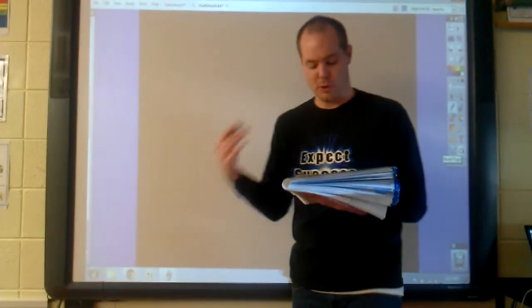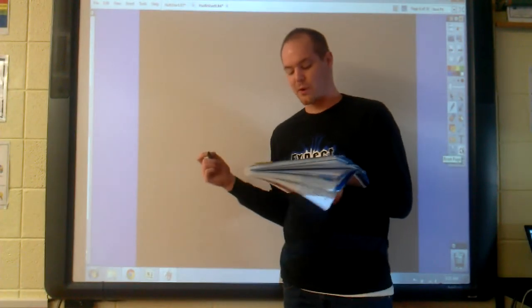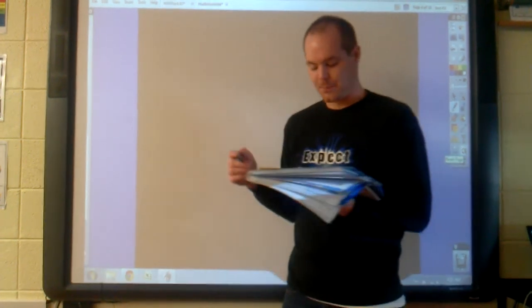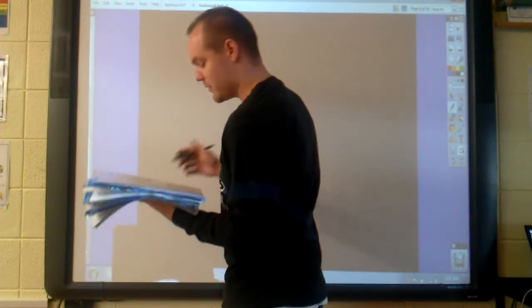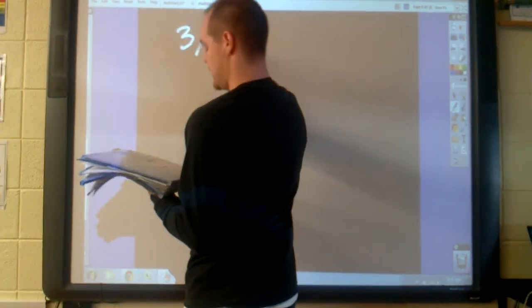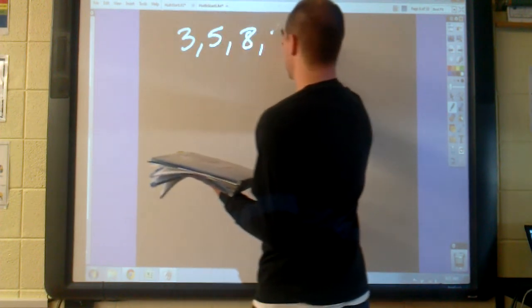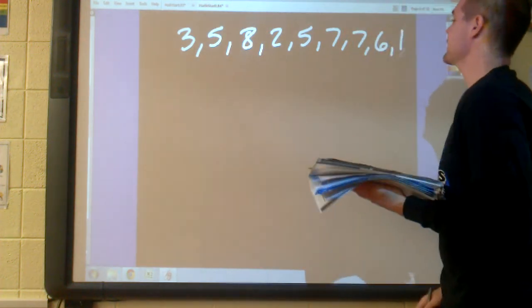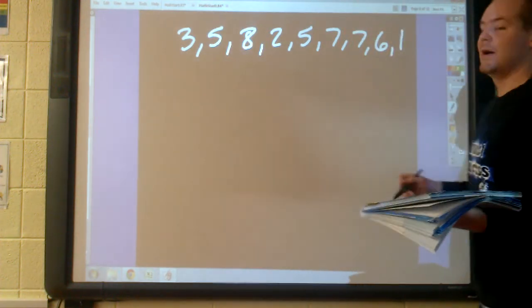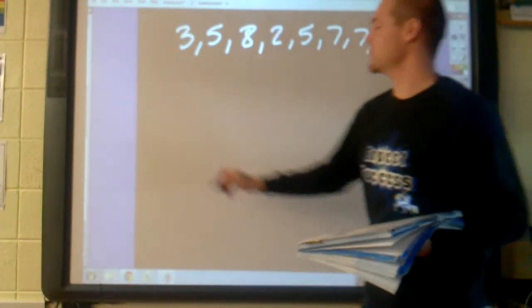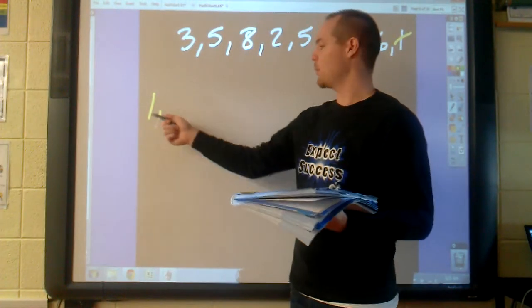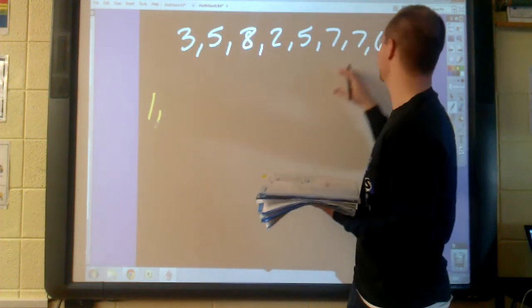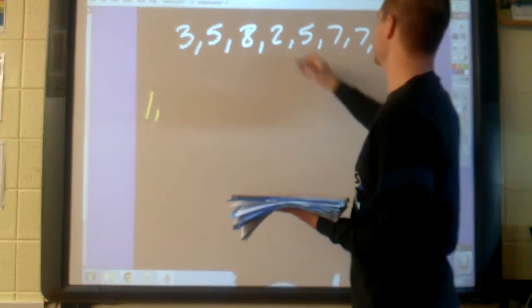Example number 4 is a mode question. It says the bank manager recorded the number of new savings accounts during the first 9 business days of the month. The information that we need to know and we have to find is the mode. So I'm going to write down our information. I have 3, 5, 8, 2, 5, 7, 7, 6, and 1. In order to see this a little bit better, I personally like to see it in order from least to greatest. This isn't necessary if you're finding the mode, though, because you're just looking for the most commonly used numbers. However, in this situation, I'm going to.